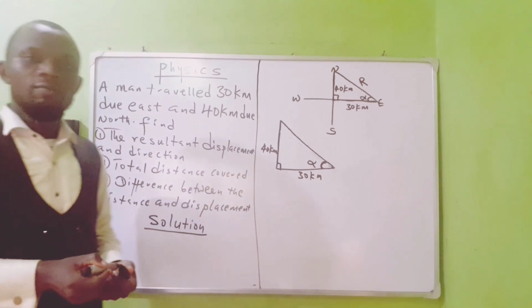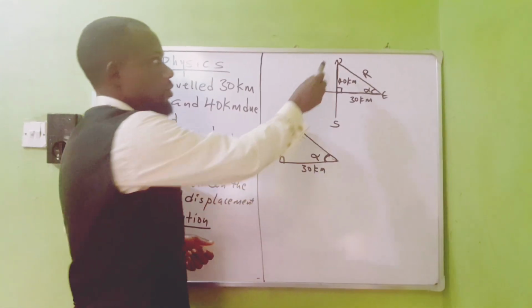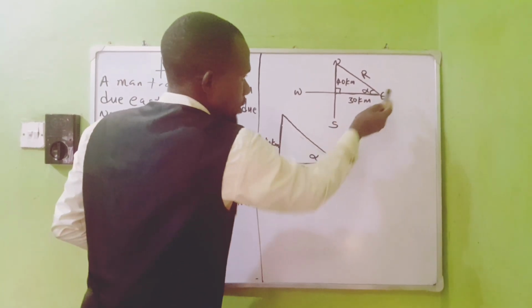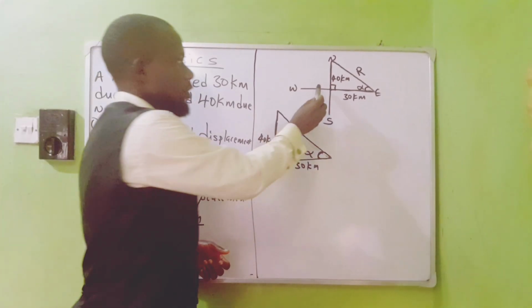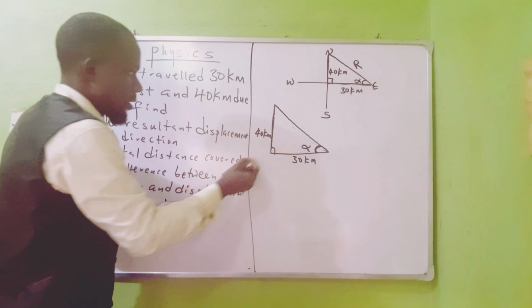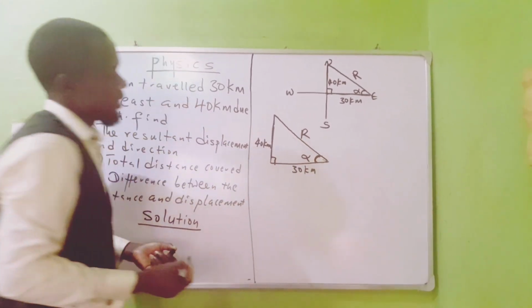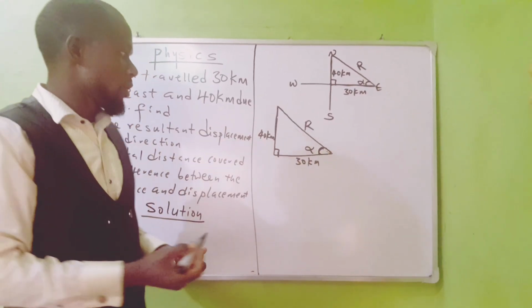Remember, like I said earlier, the first thing you need to understand is the direction, either due north, due west, due south, or due east. Like this one we just did is on due east and due north. So with that, this is my R. If you look at it now, what will I use? I'll use the Pythagorean theorem.